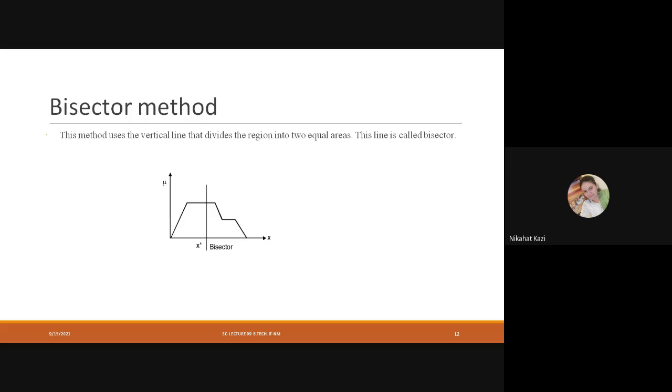Okay, so you consider the entire area and you find that line which is going to divide this particular area into two equal areas. So you have to equate them actually. This entire area, that left area should be equal to right area. You have to find this line or this x value. So how will you find this?